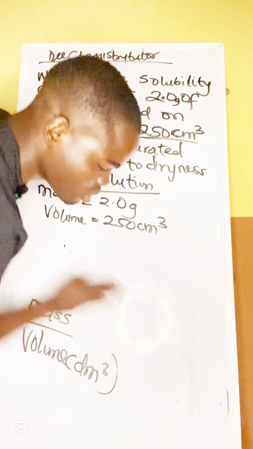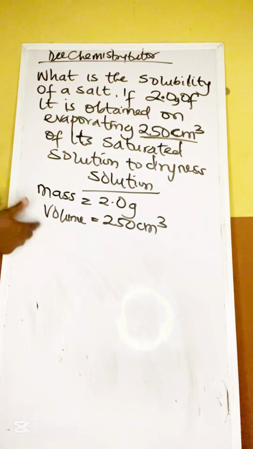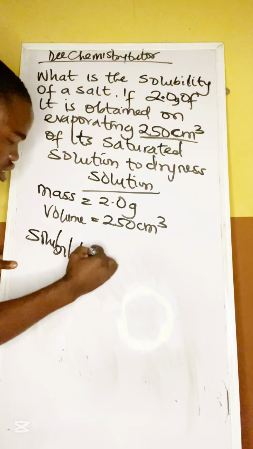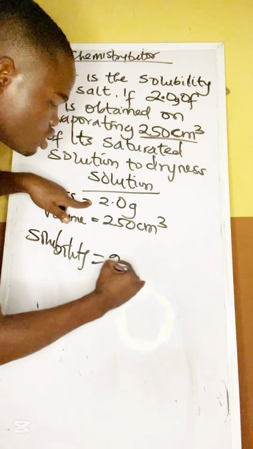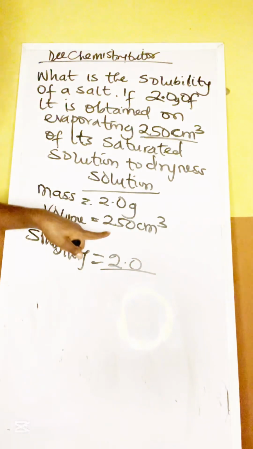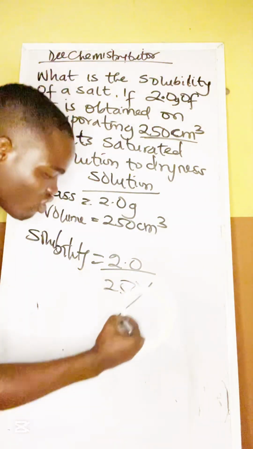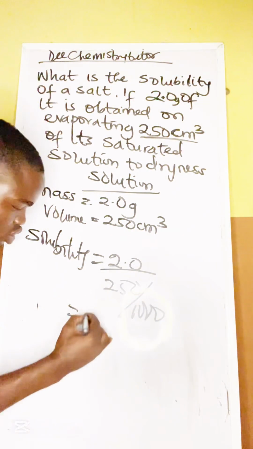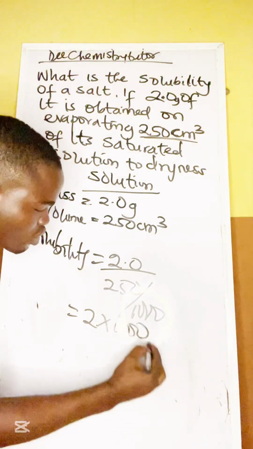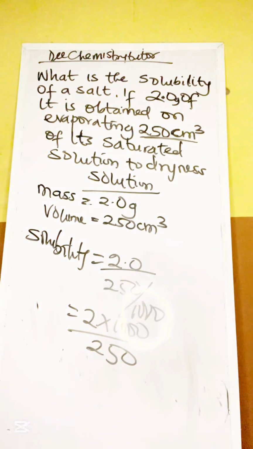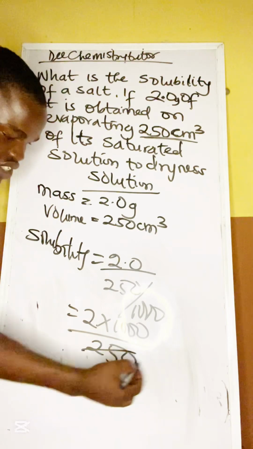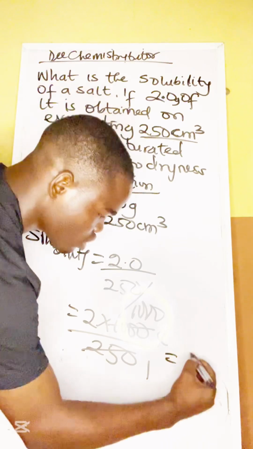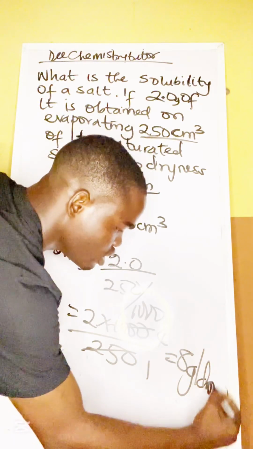Now, based on this, solubility equals mass, which is 2.0, over, what will be the volume? 250 over 1000. So from here, 250 over 1000 is like saying 2 times 1000 over 250. So 2 times 1000 over 250 means 250 here 1, 250 here 4. That means this is 8 gram per dm cube.